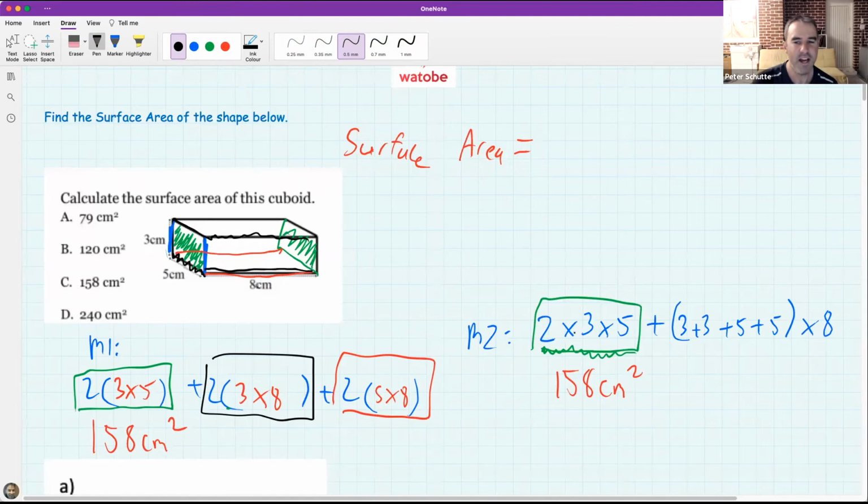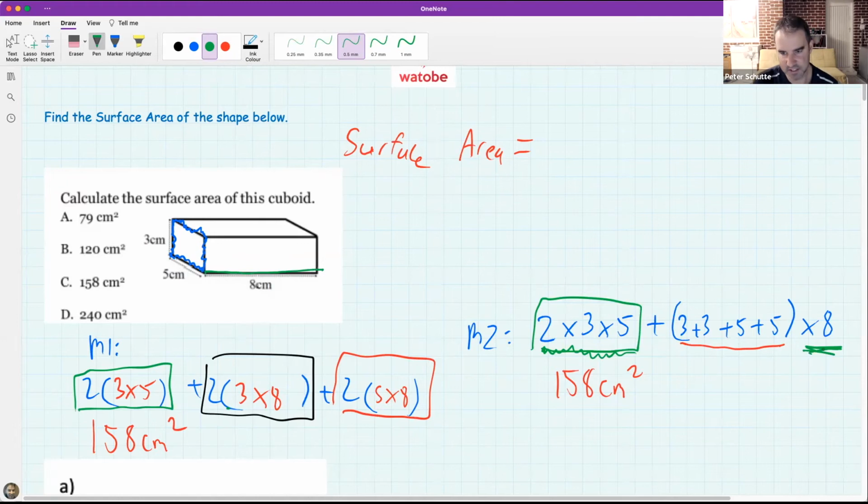Now, this way is quicker. So I'll tell you the formula. What you do is you double the size of the base, and you then find the perimeter of the base. So in this particular shape, the perimeter of the base is just this. It's 3 plus 5 plus 3 plus 5. So that's what I was doing over here. And then you multiply by how deep it is. And how deep is it?